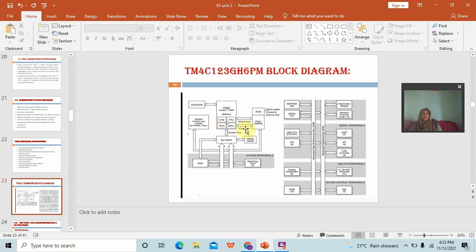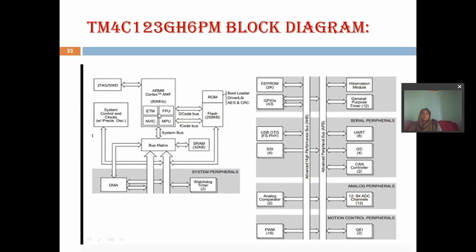First is the TM4C123GH6PM block diagram. This is one type of TM4C series. In this we have different types of peripherals. This is the main processor, and we have four blocks in the on-chip ARM processor.